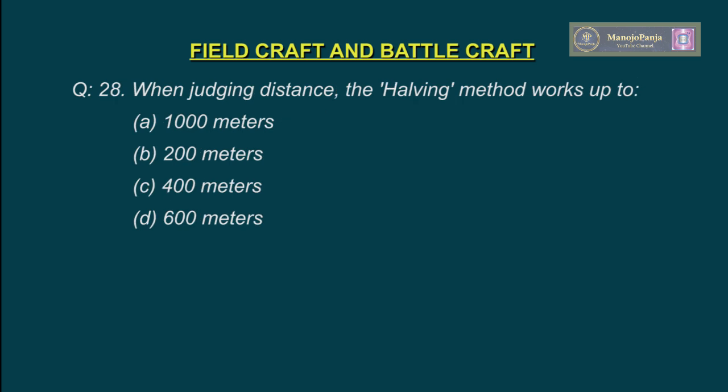Question 28. When judging distance, the halving method works up to A. 1000 meters. B. 200 meters. C. 400 meters. D. 600 meters. Right answer D. 600 meters.